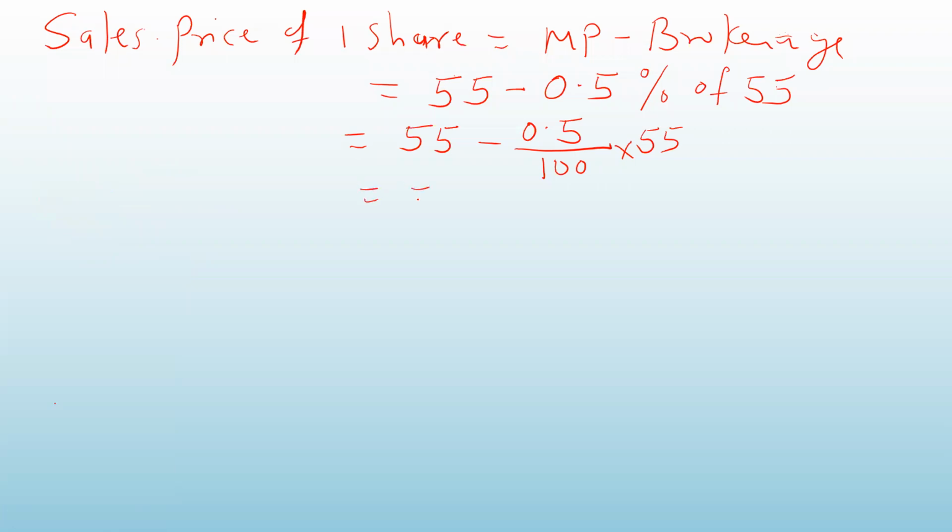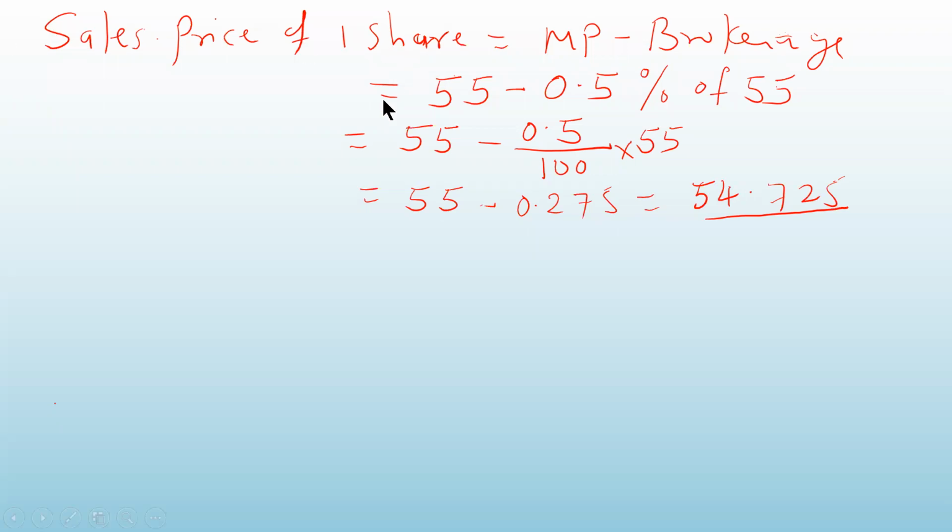So which is equal to 55 minus. Now you have the calculator in your hand. Use the calculator. As I told you, you have to sit with the calculator. So 0.5 multiplied by 55 divided by 100. So you will get 0.275. Correct? Subtract this from 55. So you will get 54.725. So this is the selling price of one share.